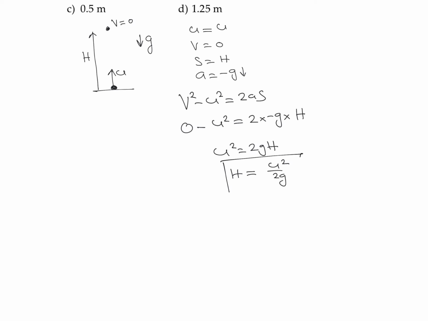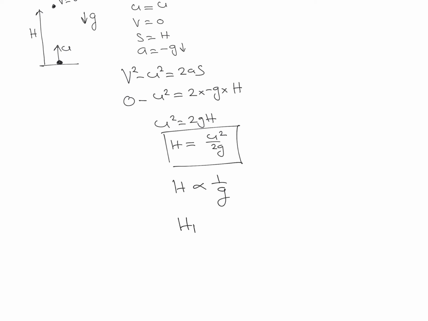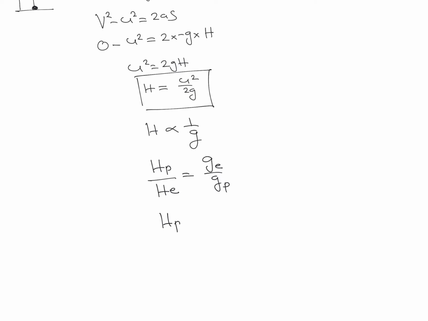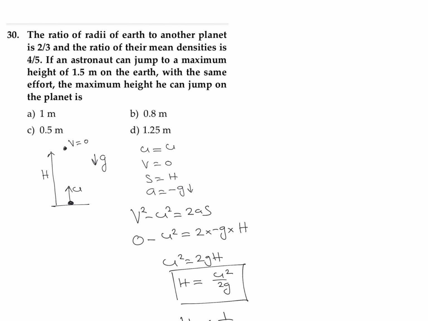So from this equation we can say that this maximum height attained is inversely proportional to the value of acceleration due to gravity. So we can write the maximum height attained on that planet divided by maximum height attained on Earth will be equal to acceleration due to gravity on Earth divided by acceleration due to gravity on that planet. Or I can write the value of maximum height attained on that planet will be equal to maximum height attained on Earth into acceleration due to gravity on Earth divided by acceleration due to gravity on that planet. So first we need to find out the value of acceleration due to gravity on that planet.